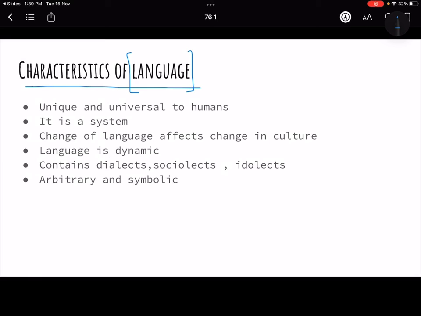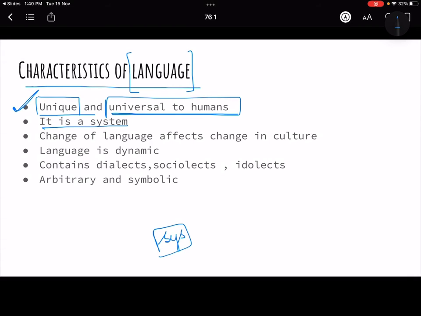Like, language is a unique thing and universal to human beings. We have talked about this, that how language is unique to humans and how it is universal. Universal in the sense that humans anywhere around the world will have a language, right? Then language is a system. Of course it's a system, it has a proper structure, okay? So it's a system of words, phrases, sentences, right? So like that it is a system.